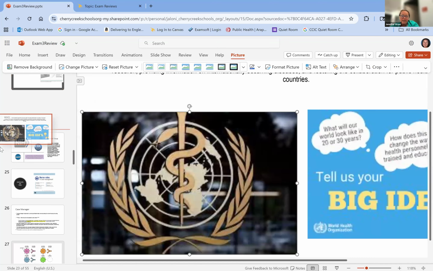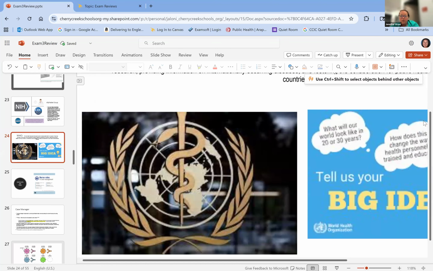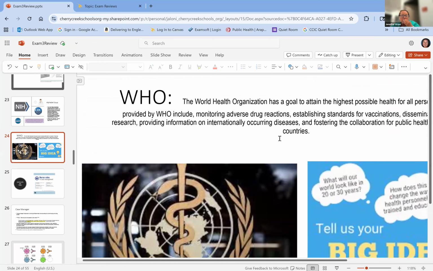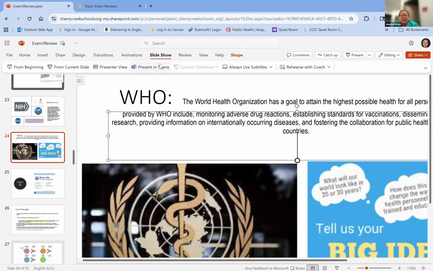The World Health Organization, we know, does a ton of things, such as monitoring drug reactions, establishing standards for vaccines, disseminating research, providing information on internationally occurring diseases, and fostering collaboration for public health.